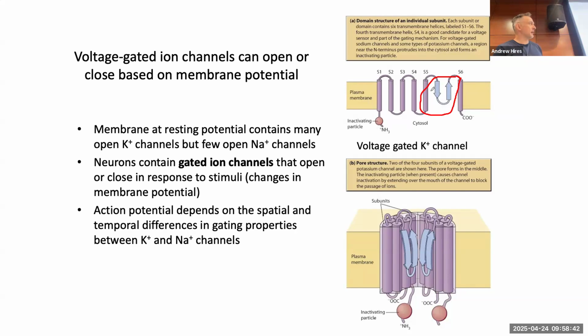Now, these voltage-gated potassium channels are actually a tetramer. So they have four of these pieces coming together, four of these little paddles sticking in there. And together, they're going to make the pore, the voltage-sensitive element of the pore.